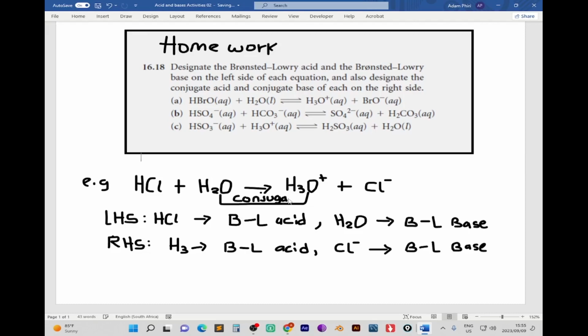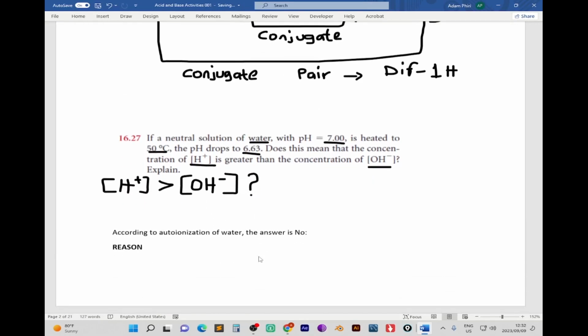Whenever you look at aqueous conjugates or in gas form, just look for where there's a difference of one hydrogen. So hydrochloric acid and the chloride ion create a conjugate pair: one is the conjugate base of the other, and the other is the conjugate acid. And then water and hydronium also have a difference of one hydrogen. So the difference of one hydrogen creates a conjugate: the conjugate base because it received, or the conjugate acid because it donates. So it's one hydrogen short.